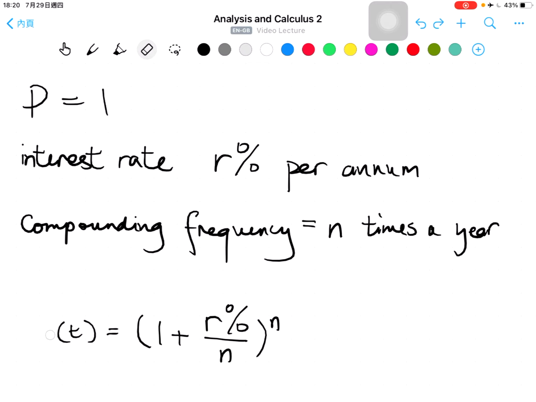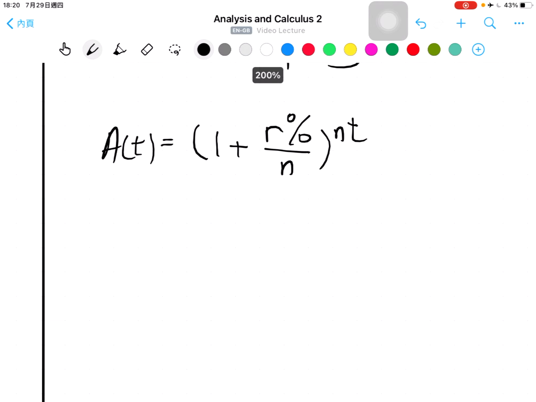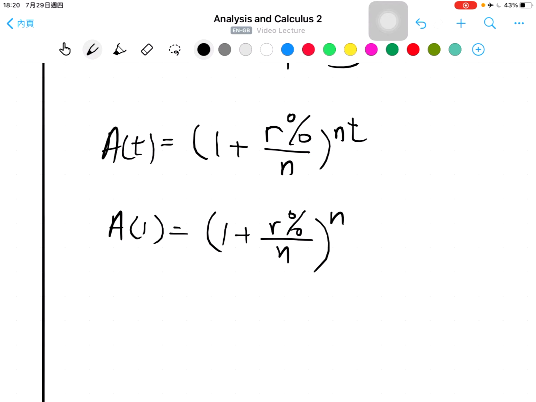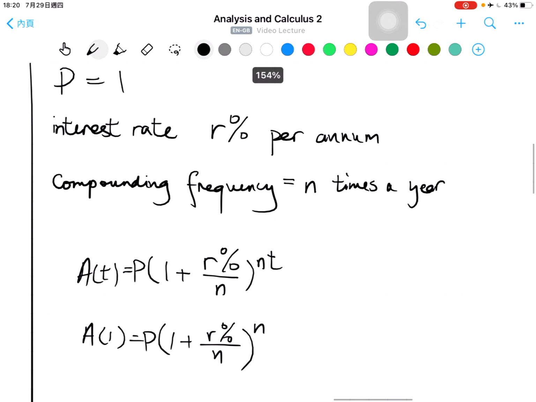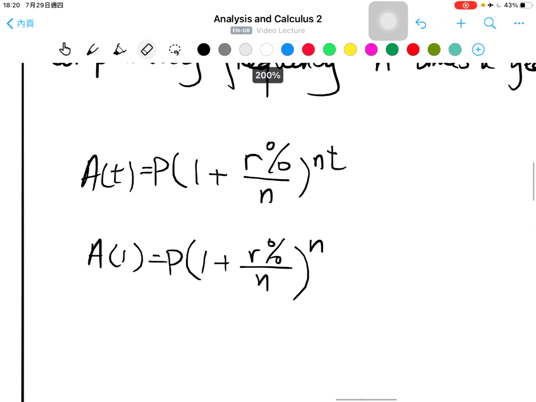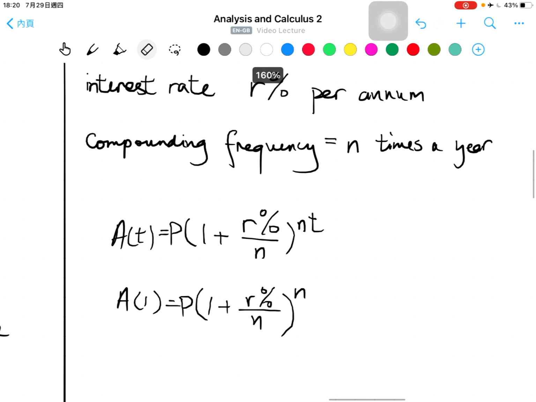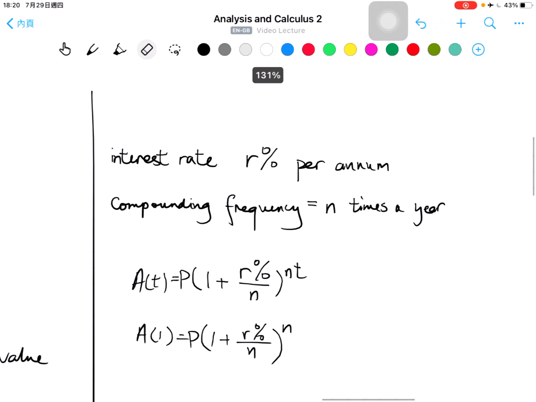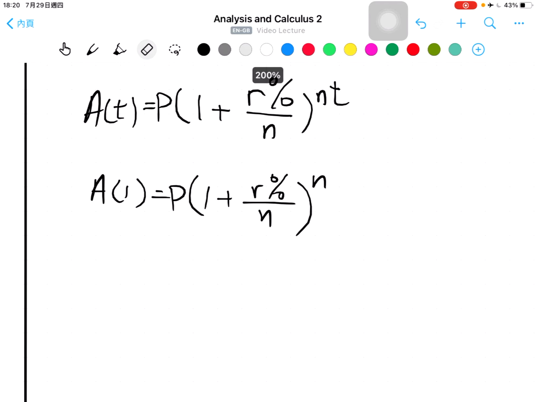Now, let's just write A(t) here, and that means A(1) is equal to 1 plus R% over n to the n power, right? Now, there's the principal P as well. If you started with $1, then P is equal to 1. Why am I saying P equals 1 anyways? So let's say we're dealing with this A(1).